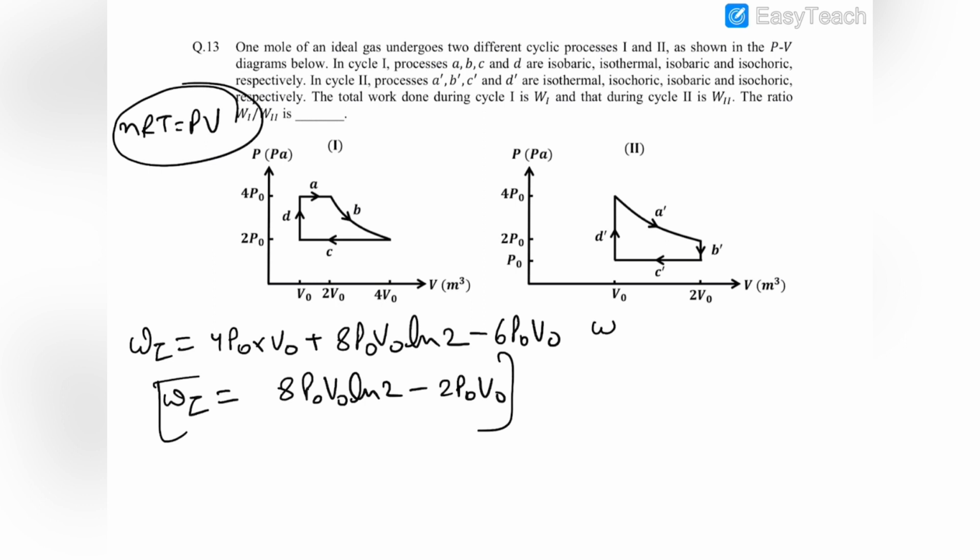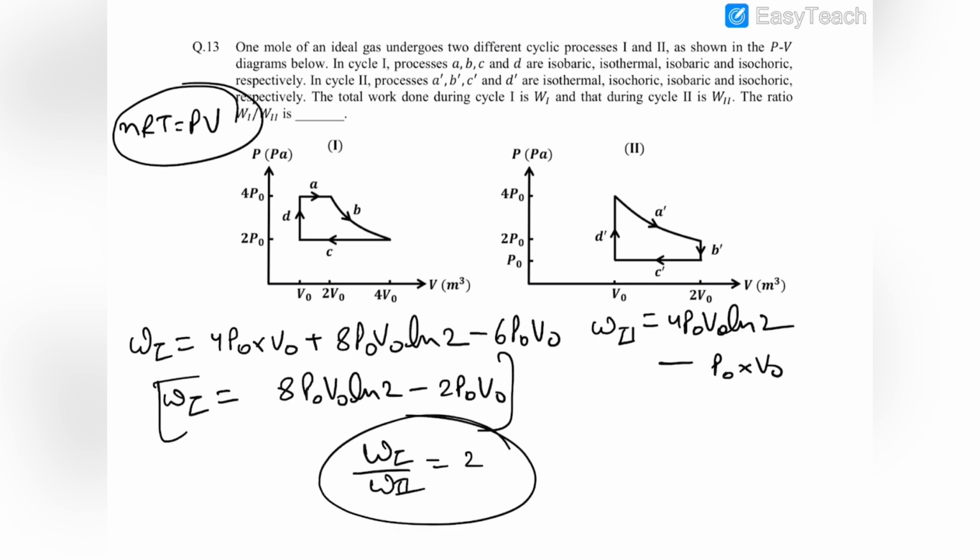Now in the second process, you can see that this is an isothermal process. So work done would be PV ln V final by V initial. So PV would be 4 P0 V0 ln 2, and in this process it would be 0, and in this process it would be minus of P0 into V0, and in this process it would be 0. So the ratio of work done would be 2. You can see that. So the correct answer is 2.